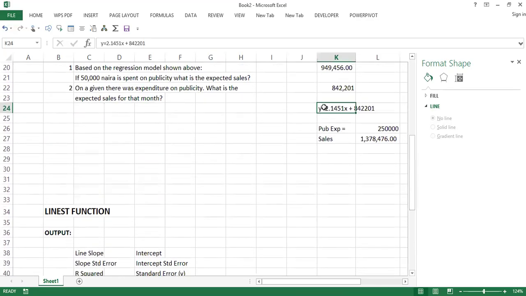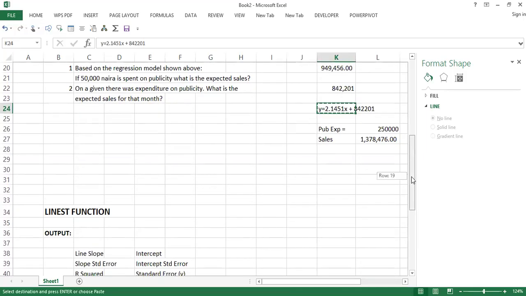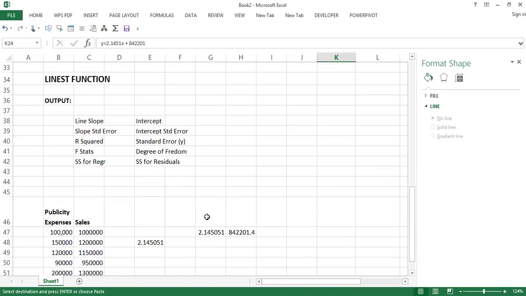This is the equation, the equation we got earlier from the scatter plots. Let me bring it close. So it's telling you what the coefficient of x will be, that's this 2.145 something, and what this will be. You can now use this to form your equation. So you see that it's the same thing we are getting.